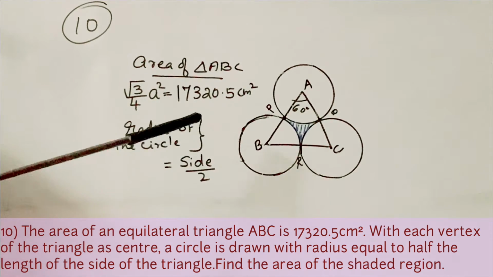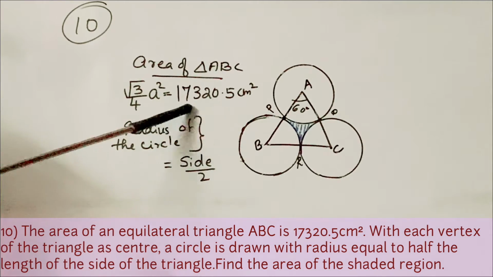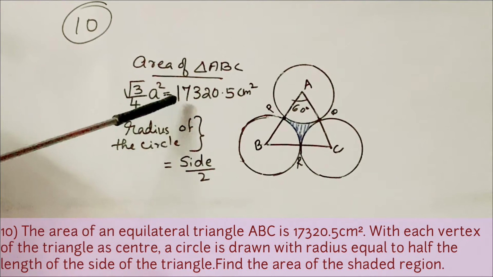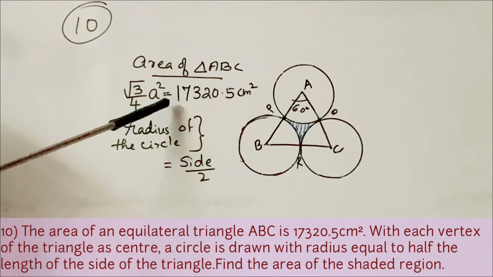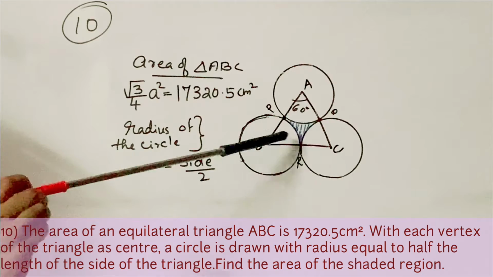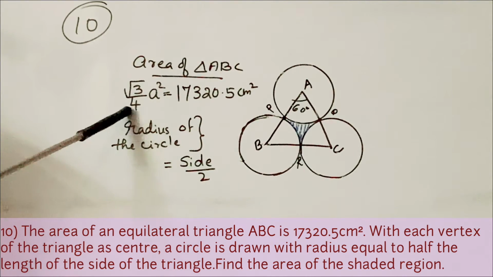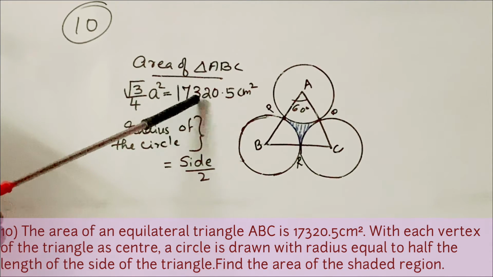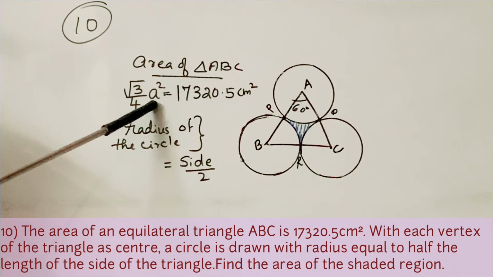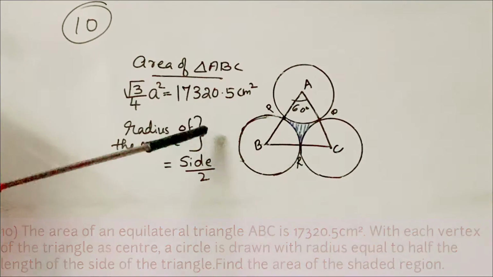And it is given that the area of the triangle is 17,320.5 centimeter square. But the side of the triangle is not given to us. But from here, you will get the side of the triangle. Root 3 by 4 a square is this 17,320.5. So from here, you will get a square and a. And radius is a by 2.